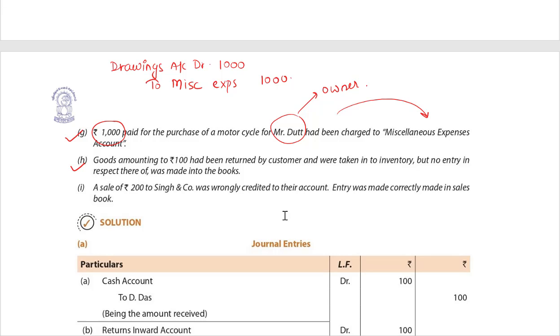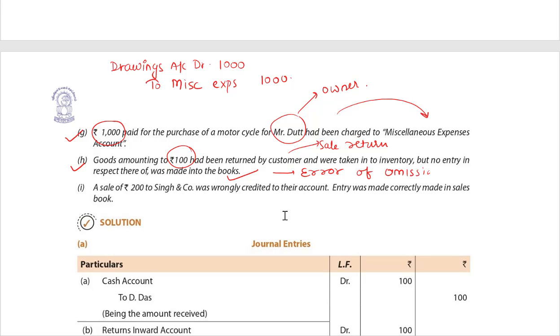Let's see point number H. Goods amounted to 100 rupees has been returned by a customer. That means it is a sale return. Return by a customer means sale return. Goods were taken to inventory but no entry in respect of it was made in the books. No entry is made in the books, so we will make the entry. This is an error of omission.